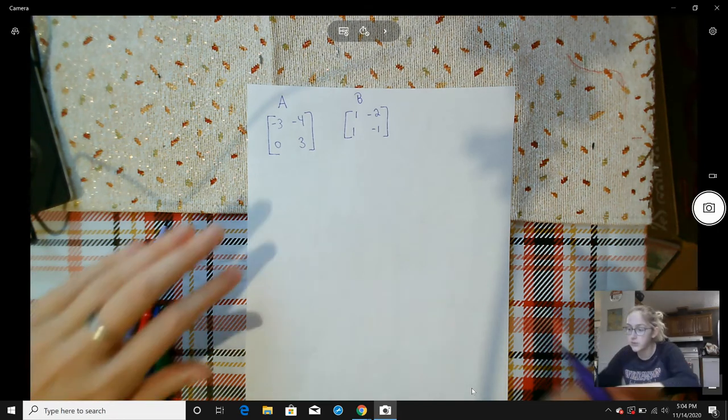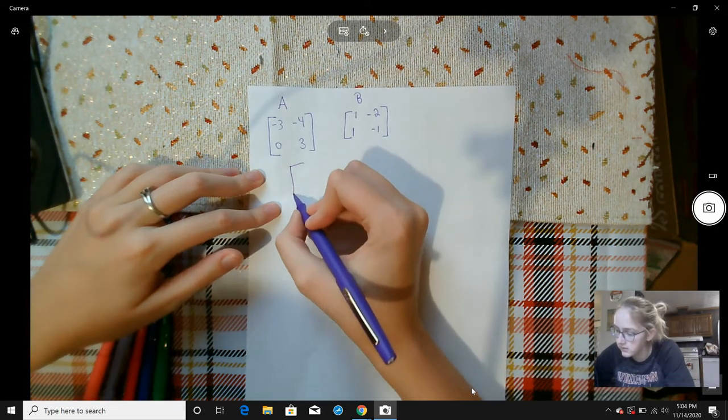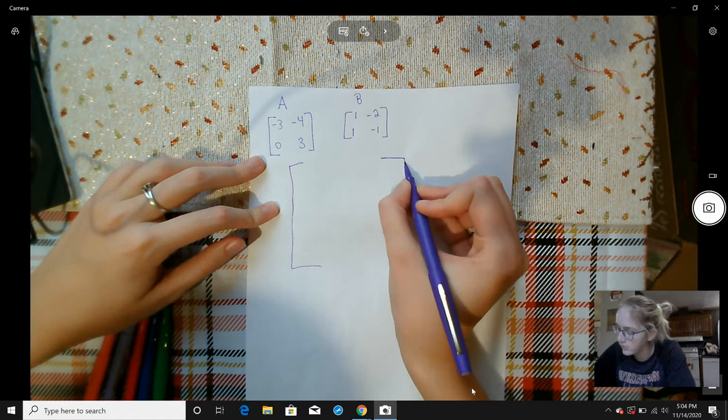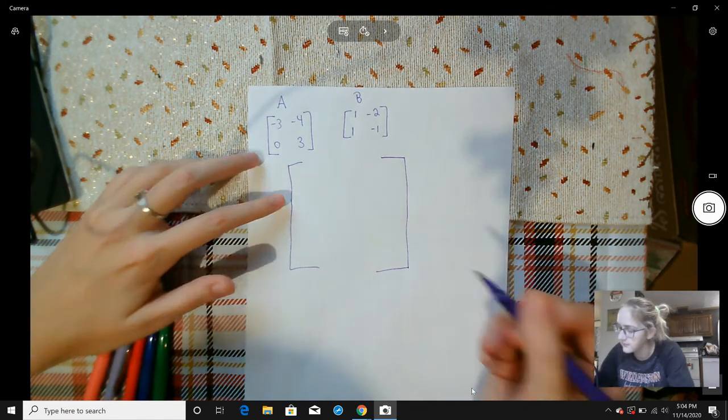So we're going to be resulting with a 2 by 2 matrix. So give myself a little less room than last time. Last time was a little obnoxious.